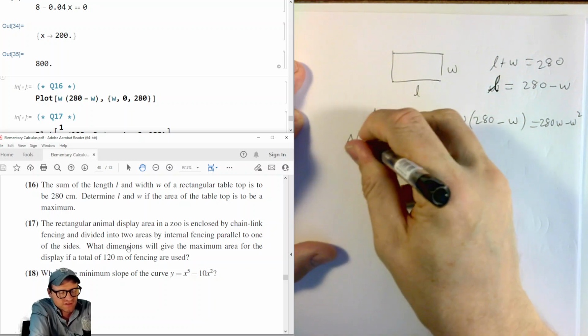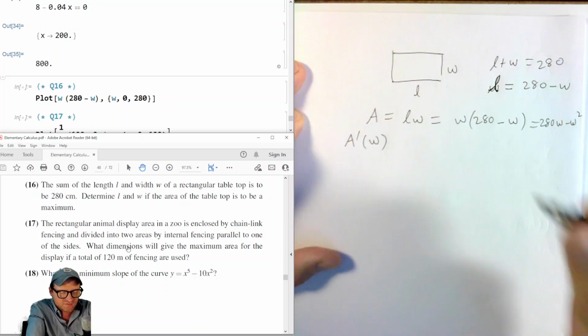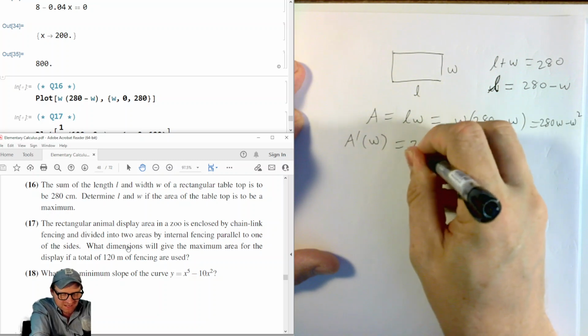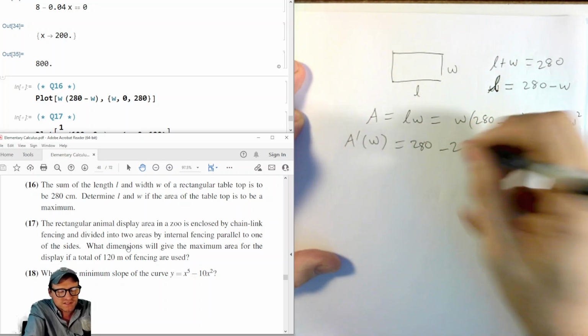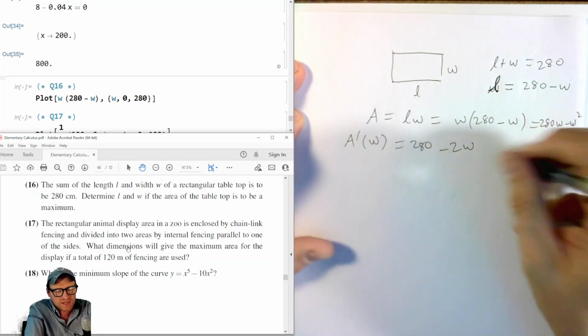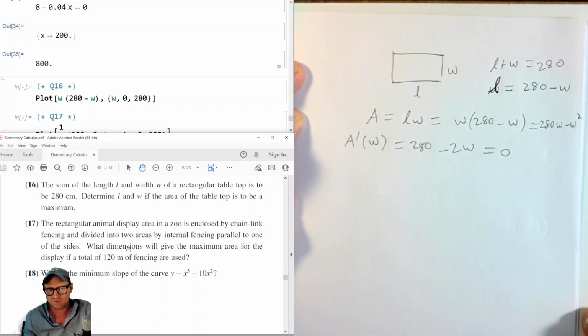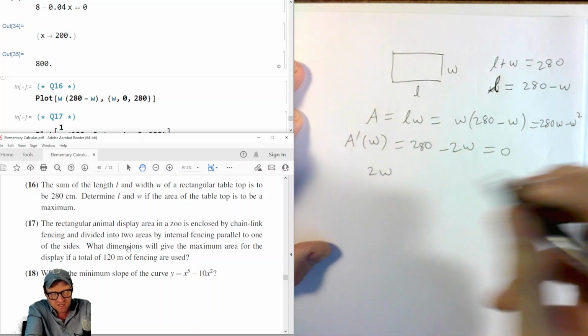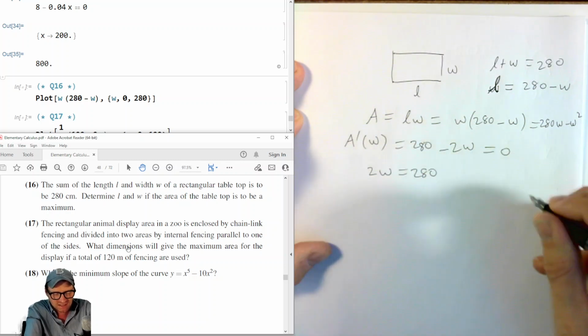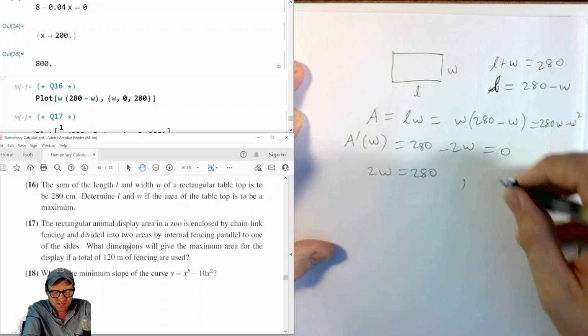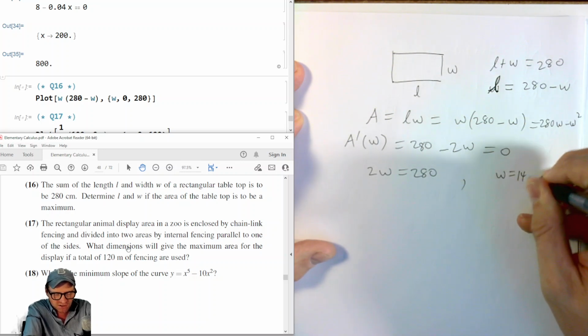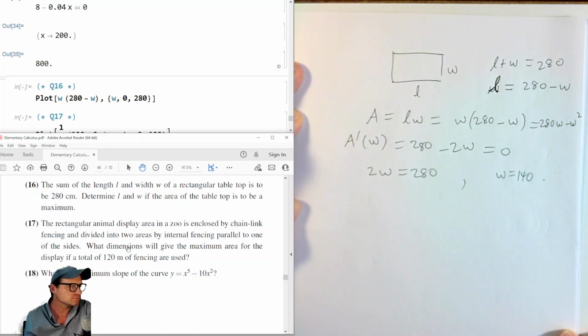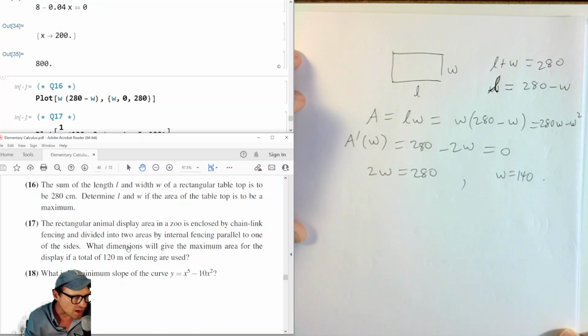Okay, taking the first derivative of A as a function of w, we have 280 minus 2w, and we're seeking where that is 0. So we want to solve this equation: 2 times w is 280. I divide both sides by 2, and I have w is 140. Okay, so we found where our maximum occurs.